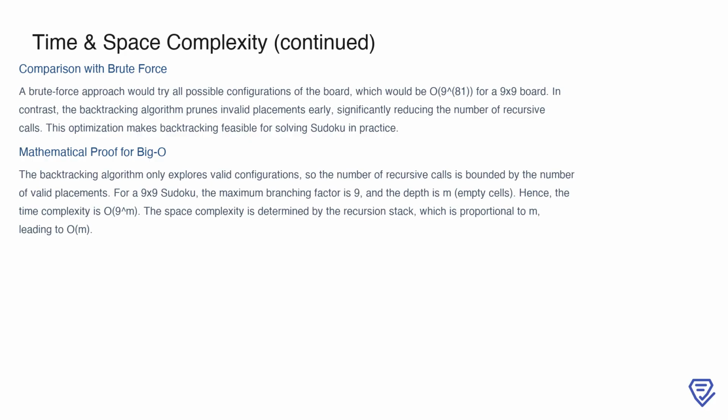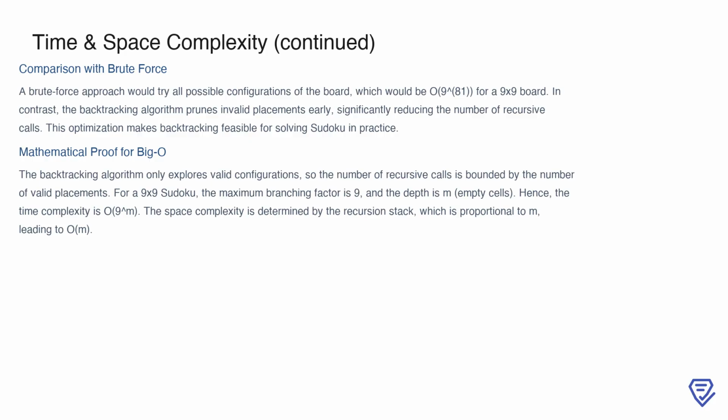When comparing this backtracking approach to a brute force method, the difference in efficiency becomes clear. A brute force solution would attempt every possible configuration of the entire board, which would result in an astronomical time complexity of 9 to the power of 81 for a 9x9 Sudoku. In contrast, backtracking significantly reduces the number of recursive calls by pruning invalid placements early. This optimization ensures that the algorithm is practical for solving Sudoku puzzles.